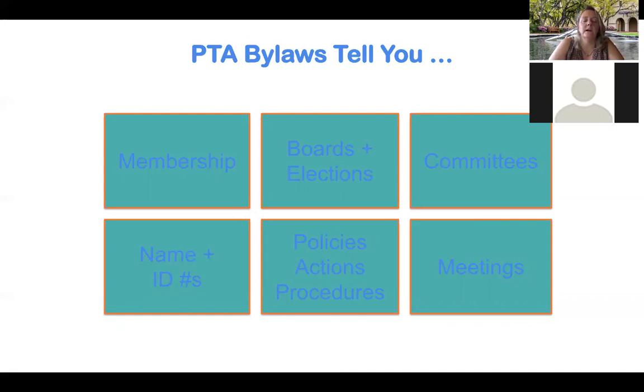So like your federal taxpayer number, your state taxpayer number, you also have a state PTA unit number and a national PTA unit number. Those may be different because they're keeping track of things differently. So if anybody asks you for those, they have those. We can also get those off of PTA EZ, the website for that. It explains policies, actions, and procedures, and has meeting information.